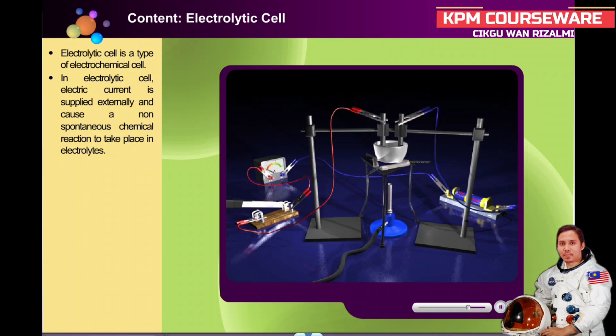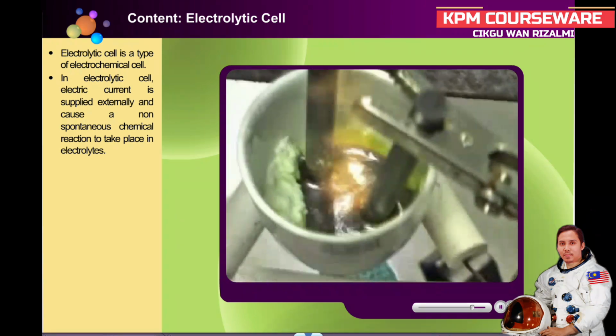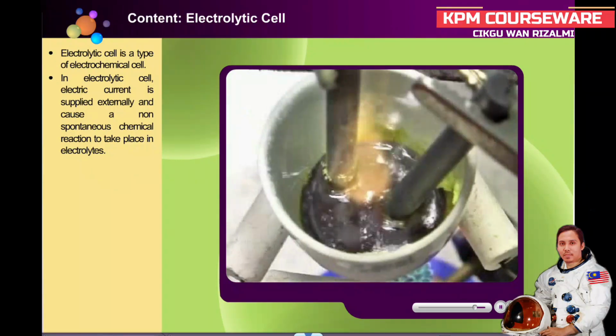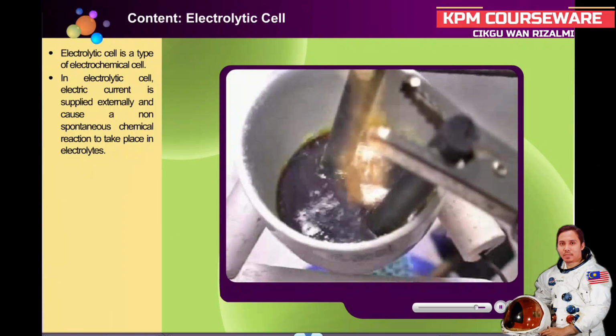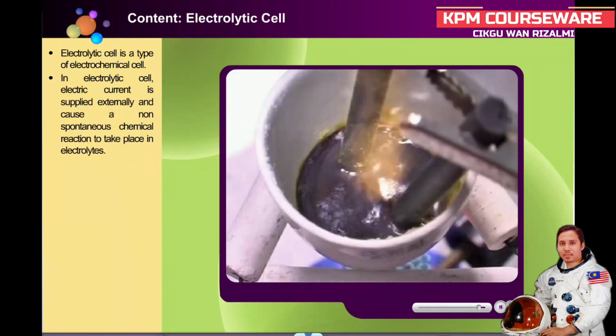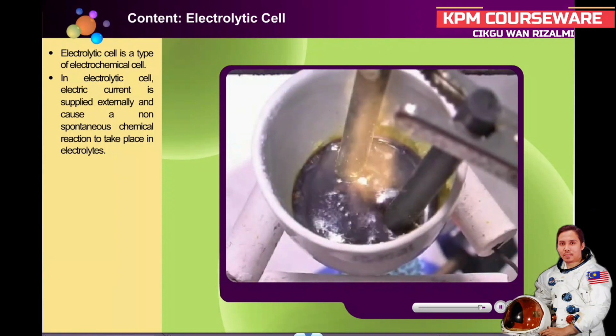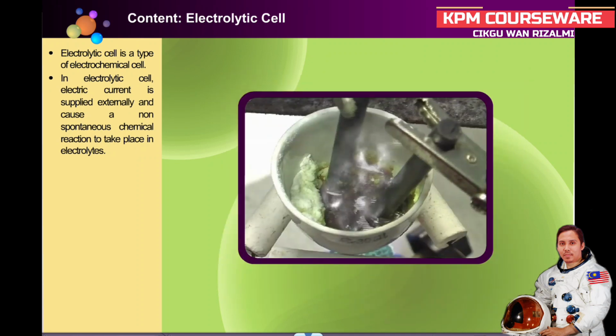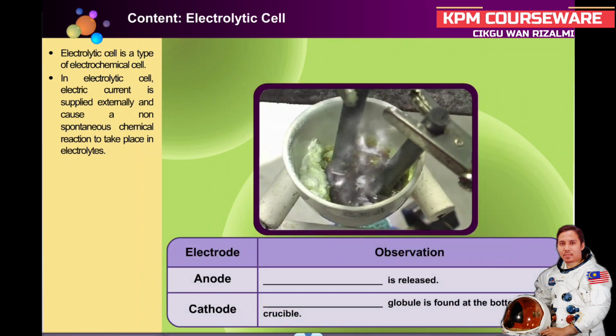Now we are ready to carry out our investigation on electrolysis of lead(II) bromide. Now, record your observation. Fill in the observation table. Press Enter when you are done.